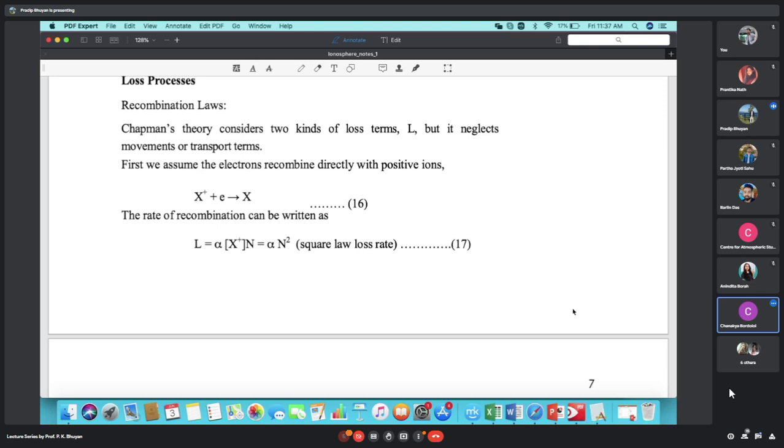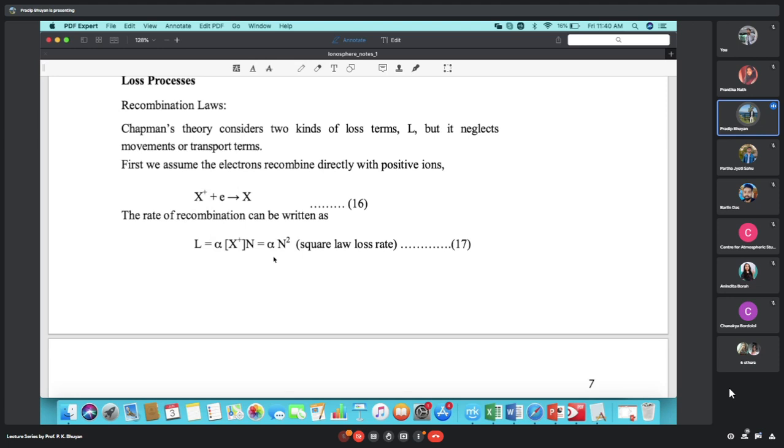So L is equal to alpha N square, equation 17, where N is the electron density, and we put N plus is equal to N for bulk charge neutrality. That is what I was talking about earlier also, that the ionosphere is considered to be neutral. So in a large volume, the amount of ions and amount of neutrals will be equal. Say atomic oxygen: the number of ionized oxygen species and neutral atomic oxygen species should be equal in number at a particular height. So considering that charge neutrality, alpha is the recombination coefficient.